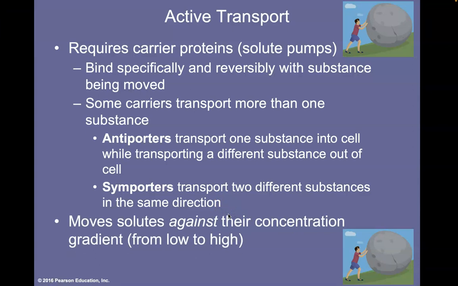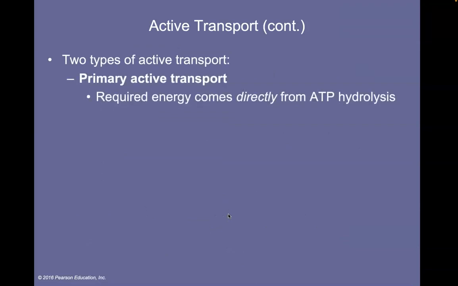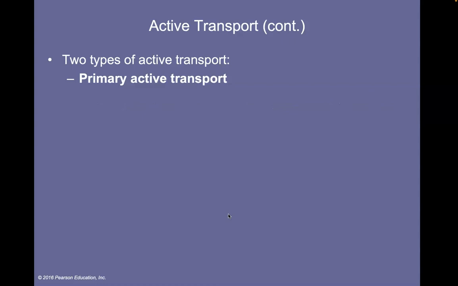But again, for these to be active transport, they need to be moving some type of solute, at least one of those solutes, against their concentration gradient, from a low concentration to a high concentration. Again, you're kind of going uphill here, right? And this is going to require ATP. It's going to require energy. So we're going to talk about primary active transport, and then we're going to talk about how primary active transport can be used to set up the cell to do secondary active transport.